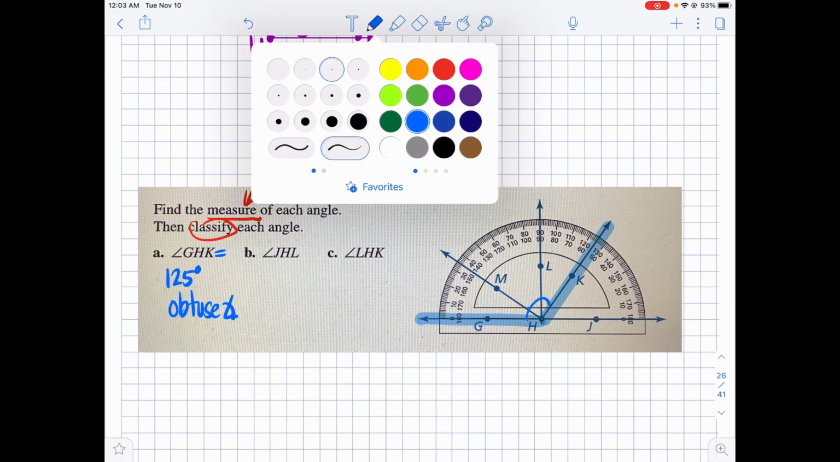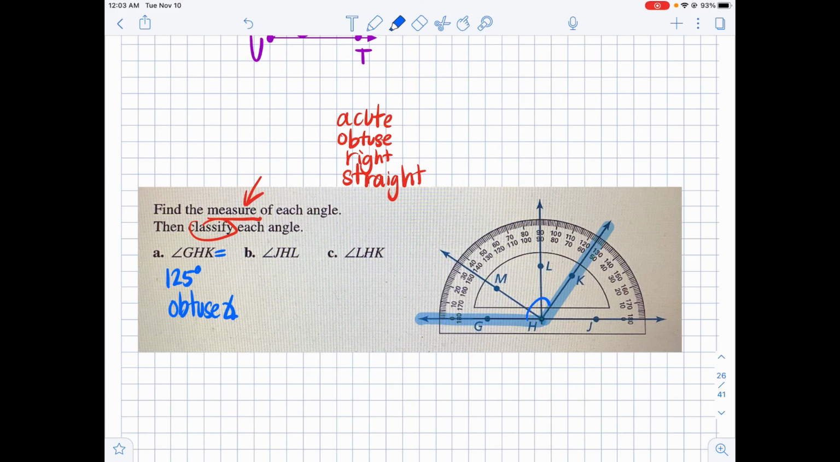All right, I hope you pressed pause. Let's go ahead and jump into the problems. Angle JHL, let me go ahead and highlight that for us. JHL is referring to this angle here. Oh, that's an easy one. Hopefully you got it immediately. It's referring to 90 degrees, that one right there. So this one is 90 degrees, which means it's a right angle.